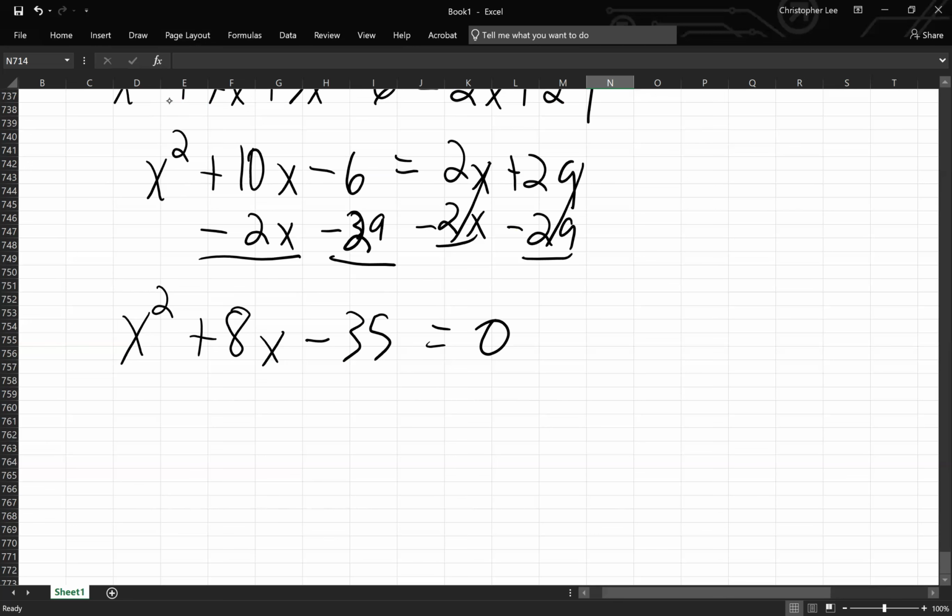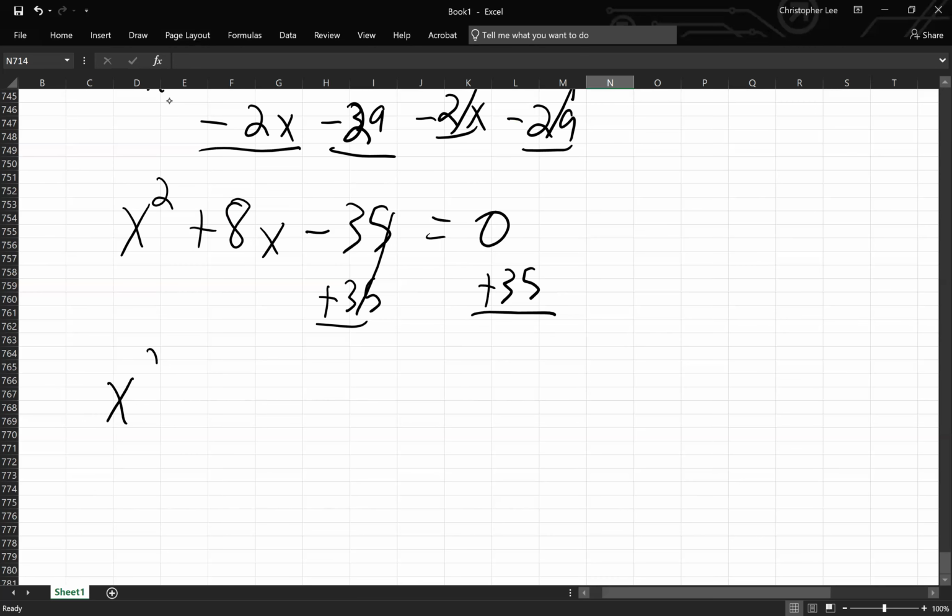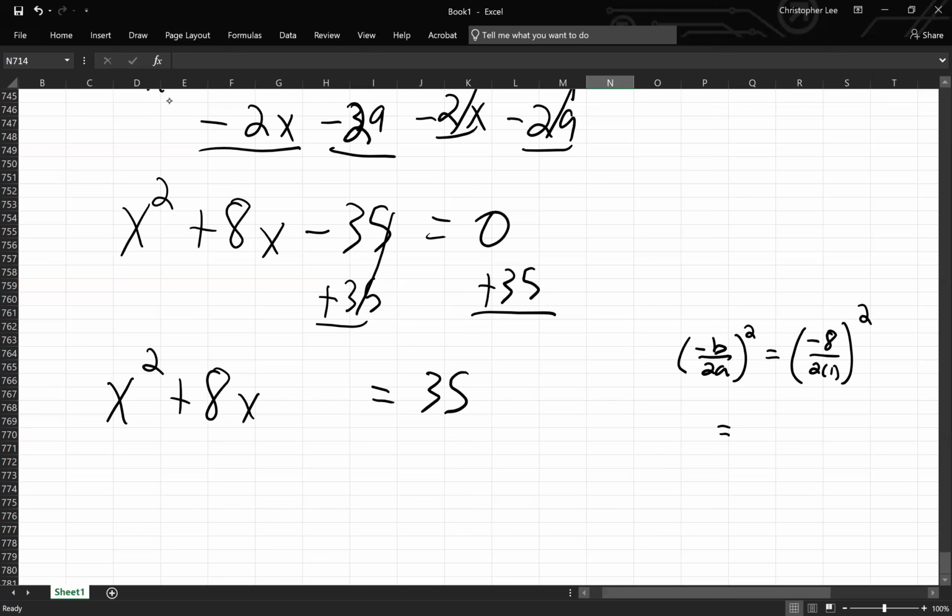Y'all know I'm partial to completing the square, so let's do that, right? I'm going to add 35 over here. What I do to one side, you know I've got to do to the other. So now I have x squared plus 8x is equal to 35, right? So now you know the magic formula. This is going to be negative b over 2a, squared. So this is going to be negative 8 over 2 times 1, squared. Let's call that negative 4 squared, and then that's going to be 16. So I'm going to add 16 to both sides of this equation.